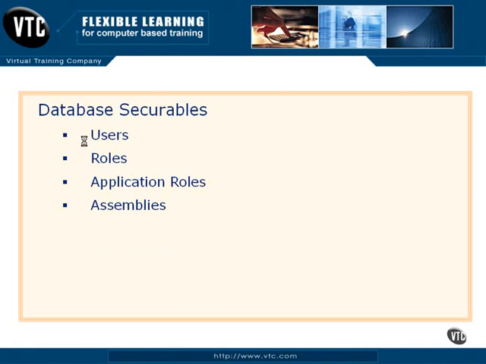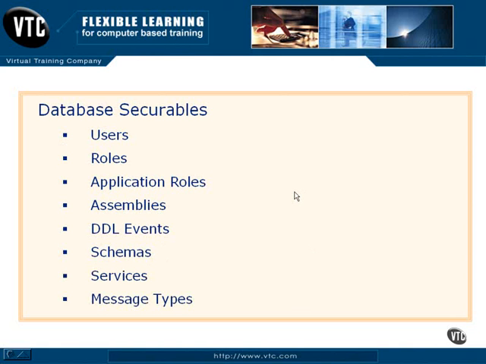Now, here's where we start to jump out into the .NET framework. Assemblies, individual assemblies that run in context of databases, are securable. DDL events, and we'll talk about those later. Schemas, and again, we'll talk about schemas later, but schemas are securable. Now, what is really cool is we can build objects and put them in the namespaces of schemas and then change permissions to that schema and automatically change permissions to all those objects. That's really cool stuff. Services and message types.